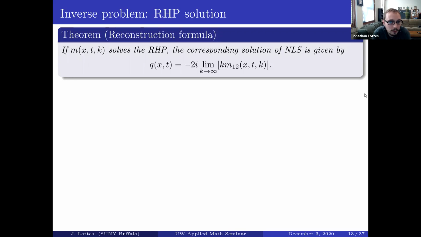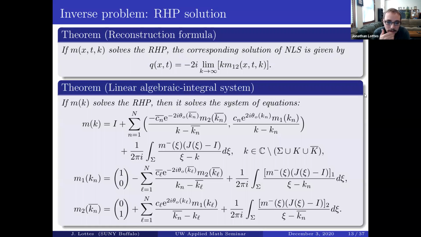So the first theorem: we have this Riemann-Hilbert problem. Supposing we can find a solution to the Riemann-Hilbert problem, the reconstruction is simple. If we have a solution, then q is just minus 2i times the limit as k goes to infinity of k times the 1,2 component of our solution m. And then the other piece of the puzzle is that if we have a solution m of the Riemann-Hilbert problem, here I'm just omitting the x and t dependence for brevity, then it's a solution of this linear algebraic integral system. And so in this way, we've linearized the initial value problem.